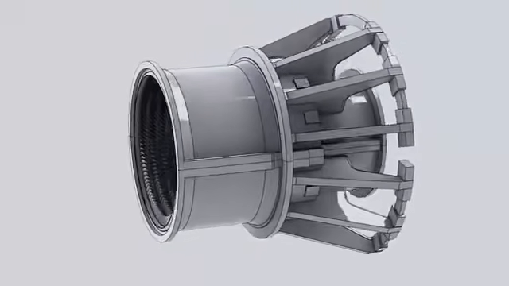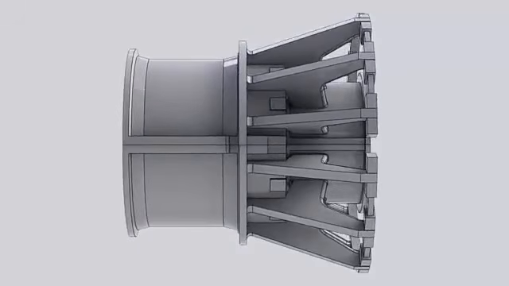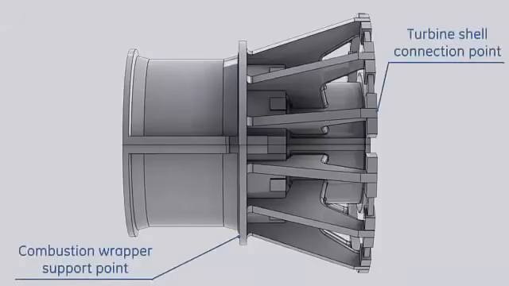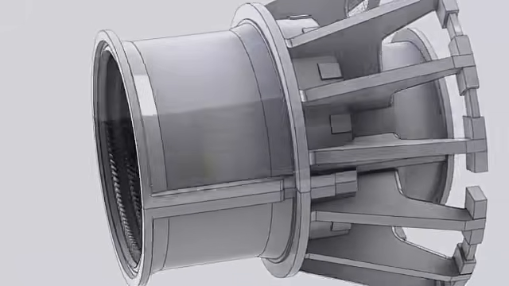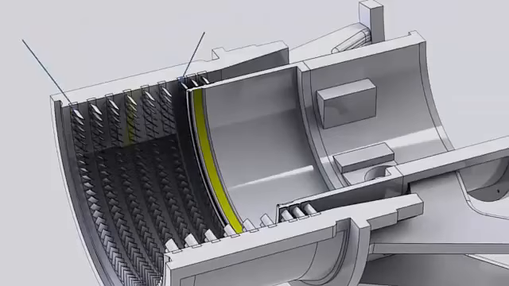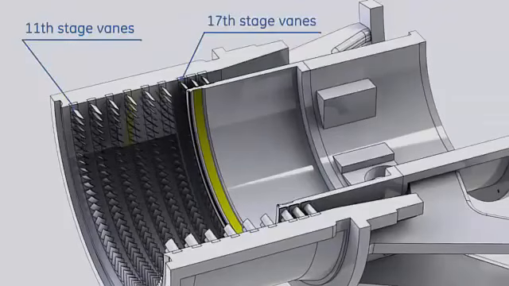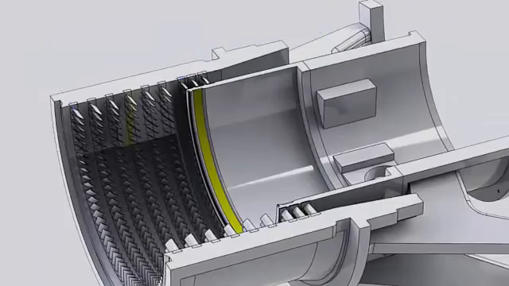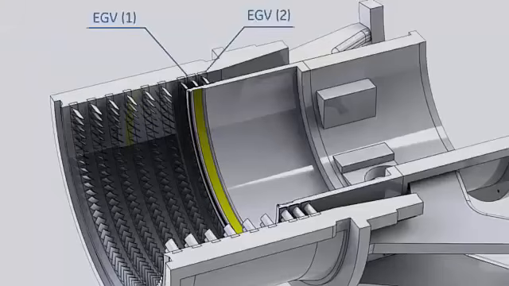The discharge casing is the final portion of the compressor casings. Being the largest single casting, it is the keystone of the gas turbine structure. It connects the compressor to the turbine section and supports the combustion system. The discharge casing contains the last 7 stages of compressor vanes and 2 rows of exit guide vanes.